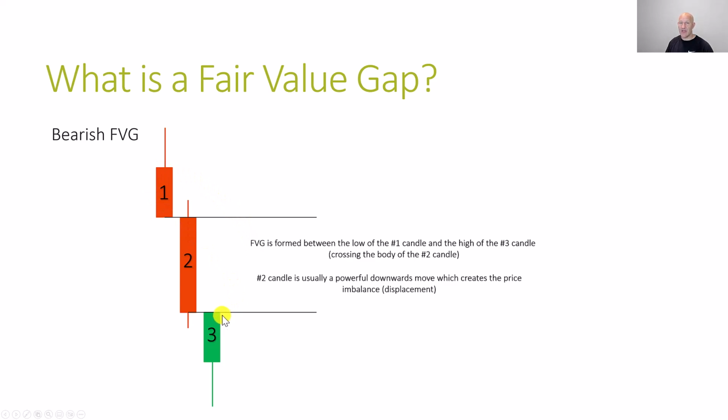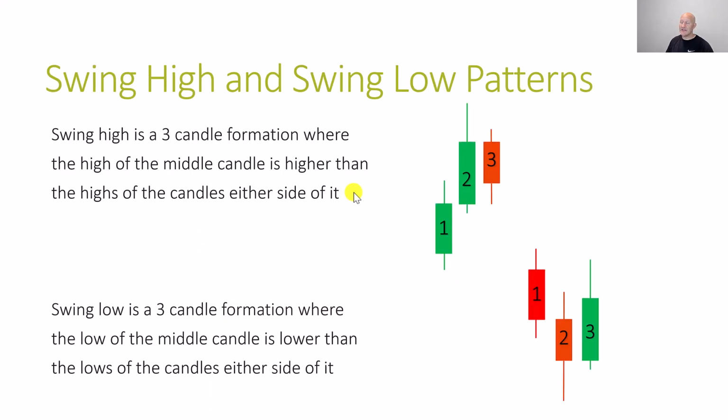But this time our fair value gap is formed between the low of the first candle and the high of that third candle. Understanding swing high and swing low patterns is important because this is what we're looking for when we start to evaluate if we've had a change in market structure, a market structure shift or a break in market structure. They all effectively mean the same thing.